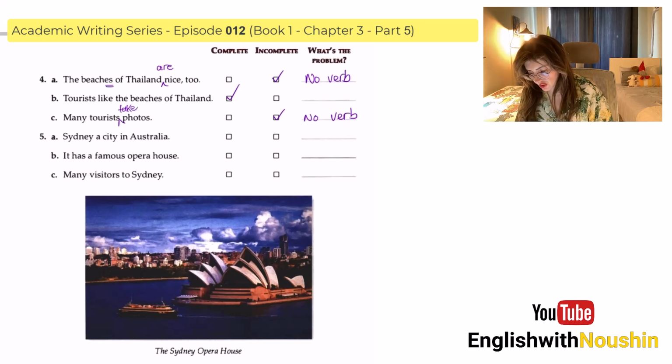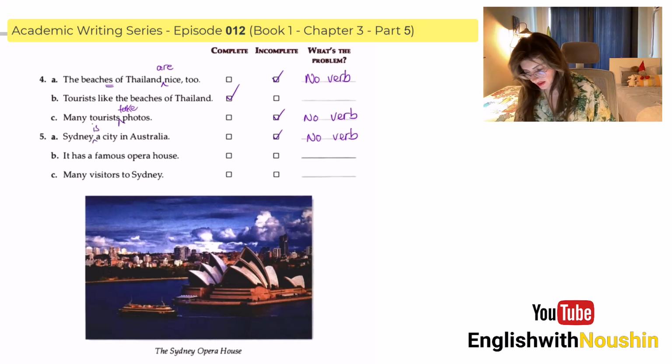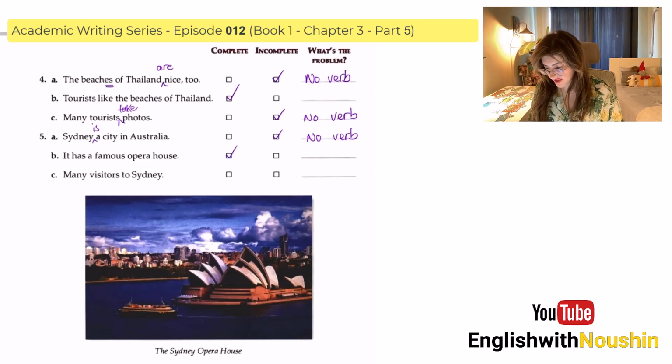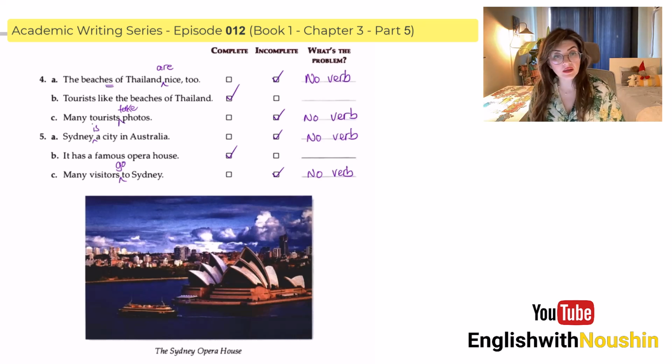"Sydney, a city in Australia," incomplete, no verb. "Sydney is a city in Australia." "It has a famous opera house," that's complete, and "many visitors to Sydney." It's incomplete, there is no verb. For example, "many visitors go to Sydney." Done? Great.